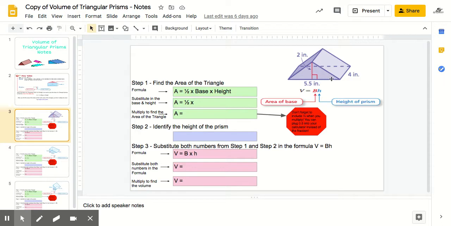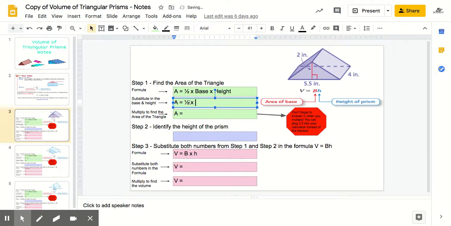The base is right here, it's the bottom of the triangle. And the bottom of that triangle, or the base, is equal to 5.5 inches. So I'm going to plug in 5.5 into this text box here. Notice how I already typed in the 1/2 for you. I'm going to bring down that second multiplication sign. Then I've got to plug in the height of the triangle.